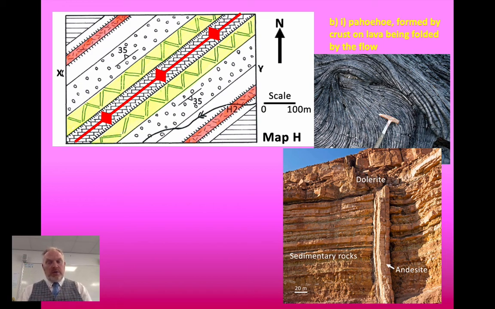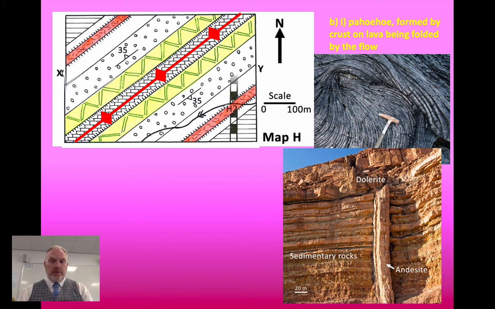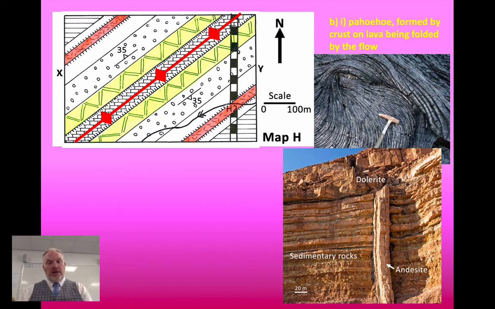And also, we can see at the top of the andesite there, the dolerite is cutting across the top of that andesite. So if we're drawing that on the map, that andesite is going to be cut through by the dolerite. The dolerite must be younger than the andesite.